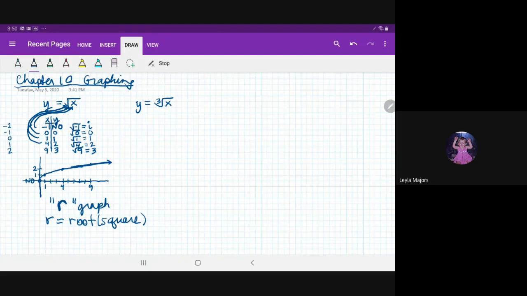And then today, if we have time, we're going to shift it. We're going to move it up, move it left, move it right, from the different movements that we used to do with the graphs. But I want to show you a contrasting one, which is a cube root. Okay, which is another shape.